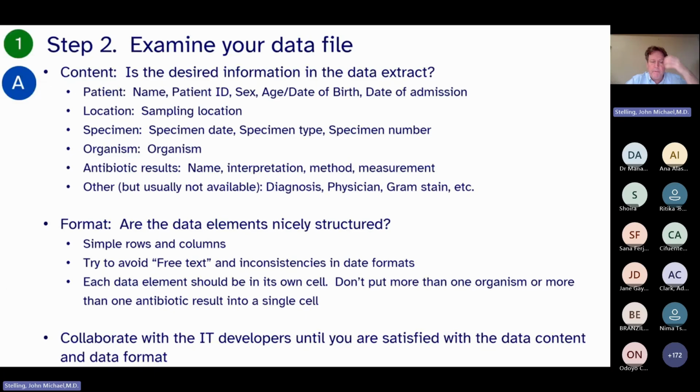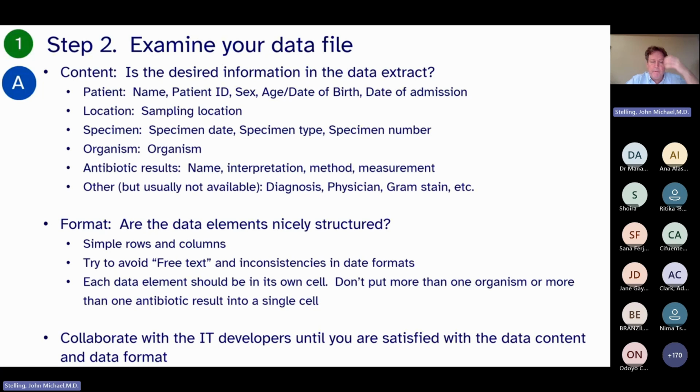Each data element should be in its own cell. I've seen many cases where there's a column called result, and that column will say 1 E. coli, 2 Staph aureus, but they're both in the same box, and WHONET can divide it up into 2 different organisms. I've seen other cases where they will put all of the resistant antibiotics into one column, all of the sensitive antibiotics into another column. And WHONET doesn't understand that. We need the penicillin and the ampicillin to be in different columns or different rows, one or the other.